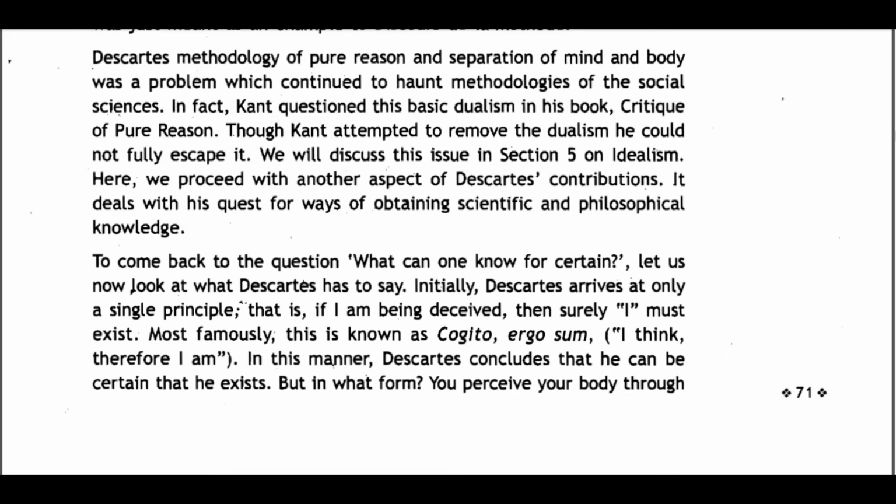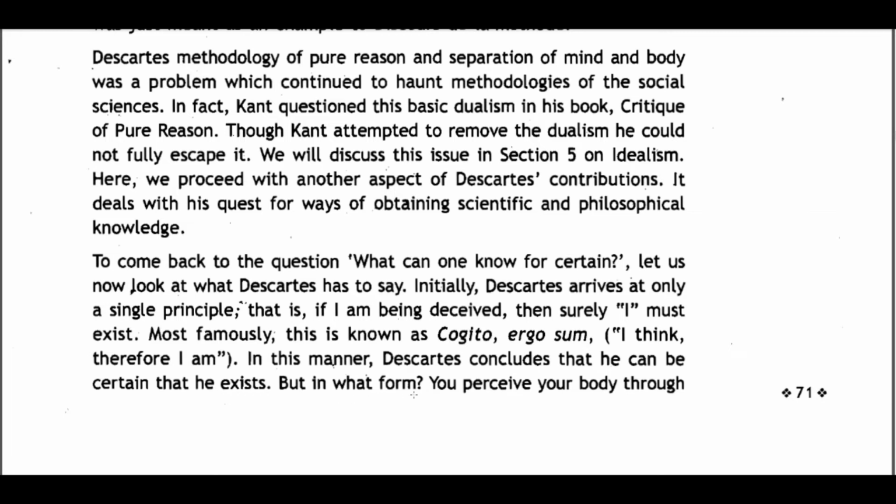To come back to the question, what can one know for certain? Let us look at what Descartes has to say. Initially, Descartes arrived at only a single principle, that is, if I am being deceived, then surely I must exist. Most famously, this is known as cogito ergo sum. I think, therefore I am. In this manner, Descartes concluded that he can be certain that he exists, but in what form?